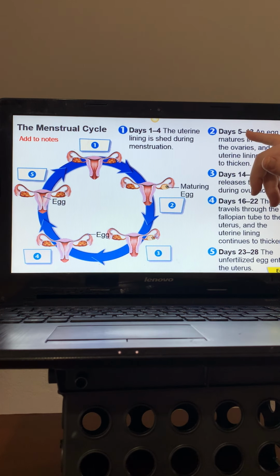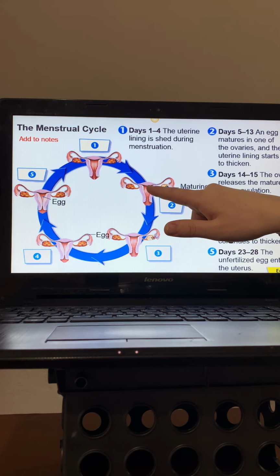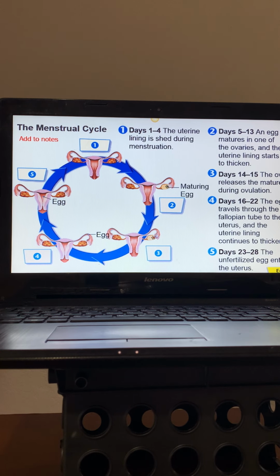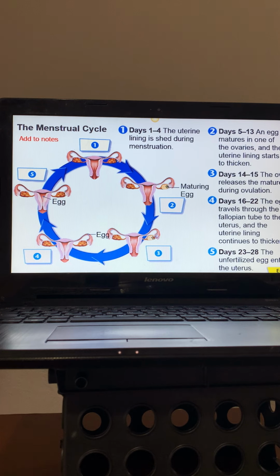So days 5 through 13 of the menstrual cycle, an egg is going to mature in one of the ovaries. So you can see the maturing egg here. And what's happening inside of the uterus is that the uterine lining starts to become thick with nutrients and with blood because it thinks, hey, there's an egg coming and this egg might be fertilized. So I might need to grow and develop a baby in here. So it becomes thick with nutrients and things that it needs to help support a growing child.